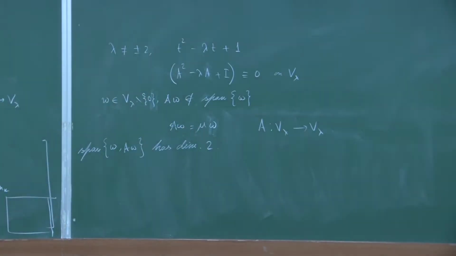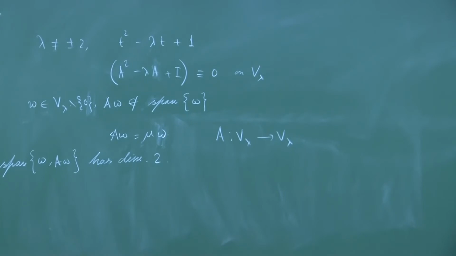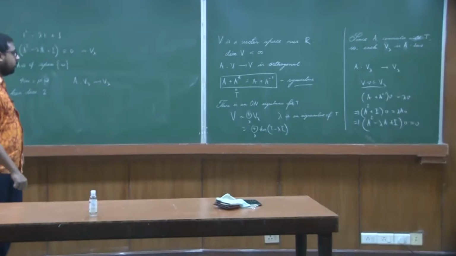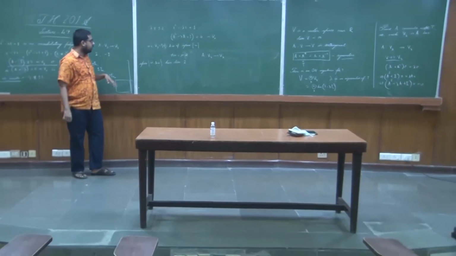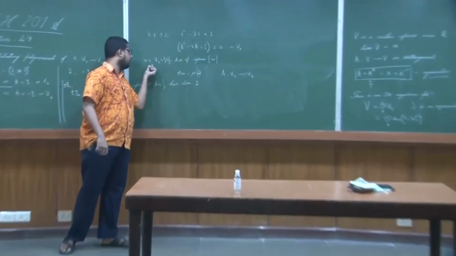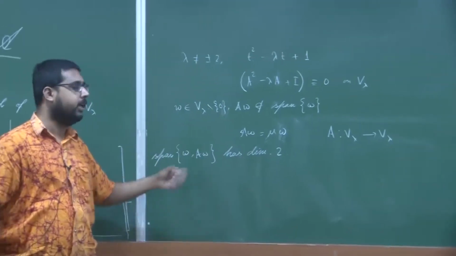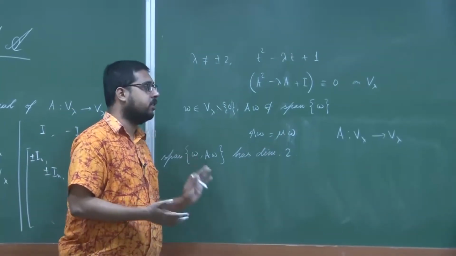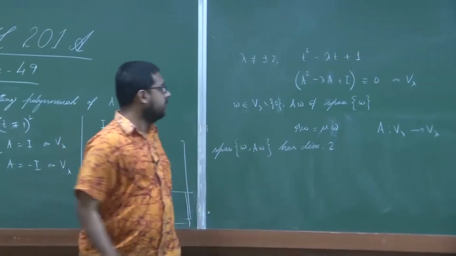Okay. I do not have much time to complete the case when lambda is not equal to plus or minus 1. So, we will complete this case in the next lecture. We finish this lecture with this observation that in this case, if you take any non-zero vector w, the span of w and A w has dimension 2. Okay. So, I finish this lecture. Thank you.